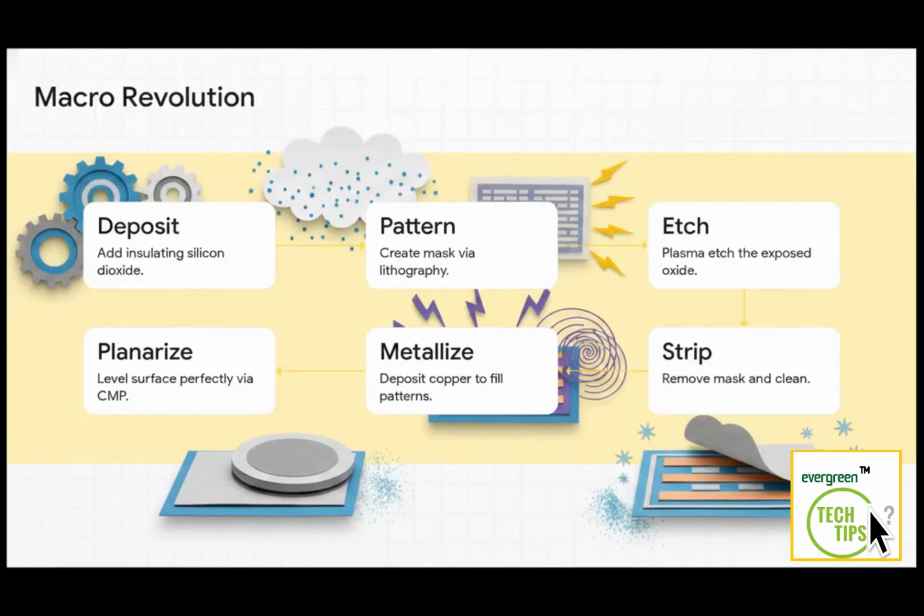So, let's walk through one full macro revolution of this cycle, which is what's required to manufacture a single metal interconnect layer. Step 1. Deposit your insulating silicon dioxide. Step 2. Pattern the mask via lithography. Step 3. Use a plasma etcher to remove the exposed oxide down to the vias. Step 4. Strip the mask and clean the wafer. Step 5. Deposit copper metal to fill in those etched patterns. And finally, Step 6. Level the entire surface perfectly flat via CMP. The clock resets, and we are ready for the exact same thing on the next layer.